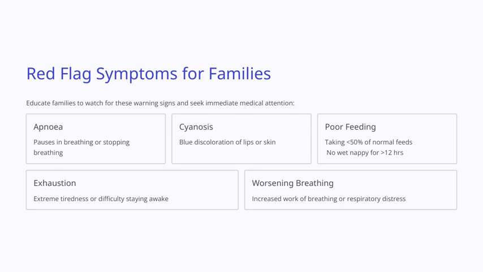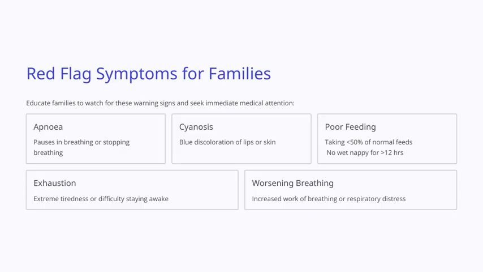These warning signs indicate that a baby might need immediate medical attention, so it's important to recognize them early. First, apnea refers to pauses in breathing or even stopping breathing altogether. If you notice your baby holding their breath, or if their breathing seems irregular, this is a serious sign. Next, cyanosis is when the lips or skin turn a bluish color.